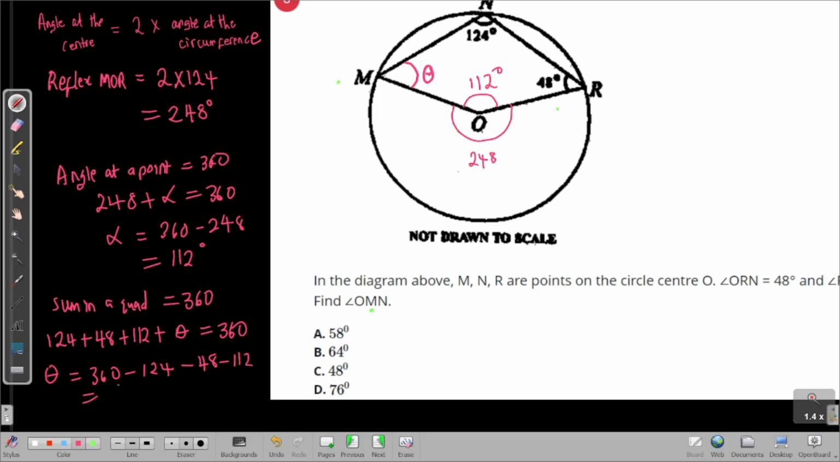And this is equal to 76 degrees. So the key here is just to understand the theorem: angle at the center is equal to 2 times angle at the circumference. Okay, so that's that.